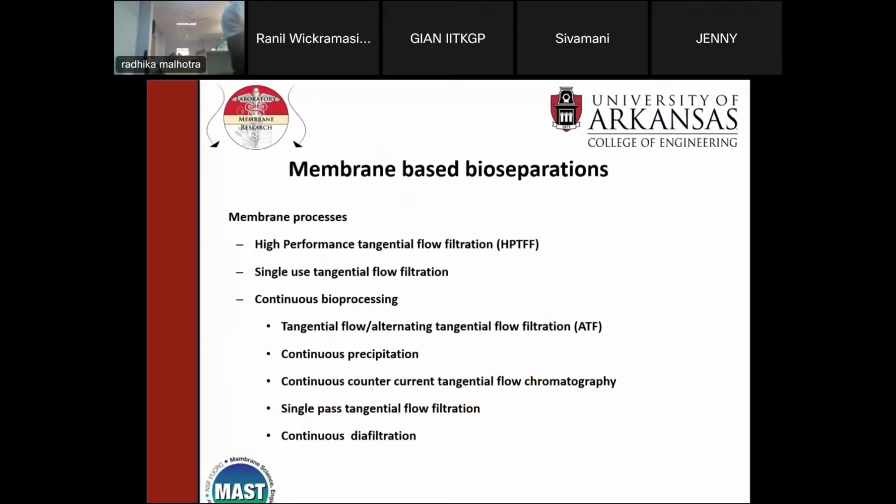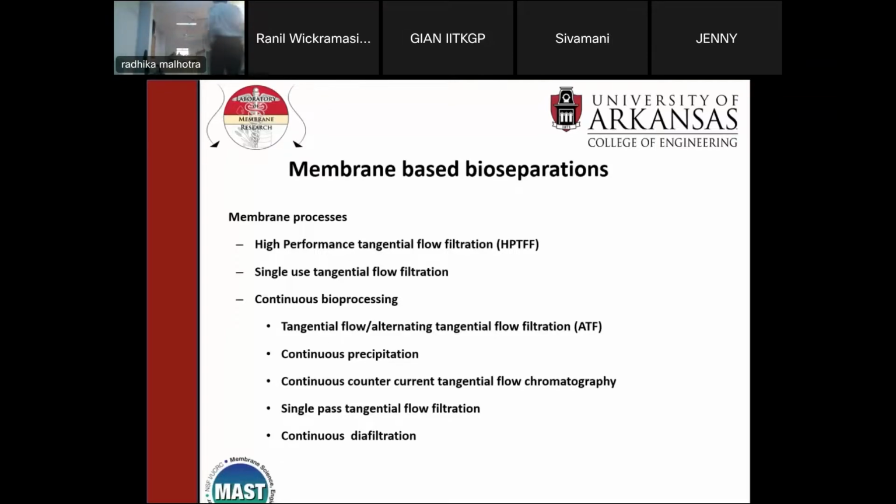Here is what I'd like to talk about. Something called high-performance tangential flow filtration, HPTFF. Single-use tangential flow filtration. We've talked about single-use chromatography devices; I'll talk a little bit about single-use tangential flow filtration. Under continuous bioprocessing, I'd like to talk a little bit about alternating tangential flow filtration. We've referred to it a bit, but I'll talk a little bit about that. Continuous precipitation, that's a membrane-enabled process or a membrane combined process. Continuous countercurrent tangential flow chromatography I talked about already. Single-pass tangential flow filtration, and continuous diafiltration.